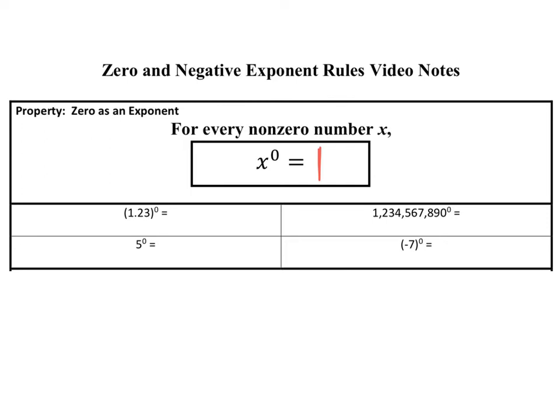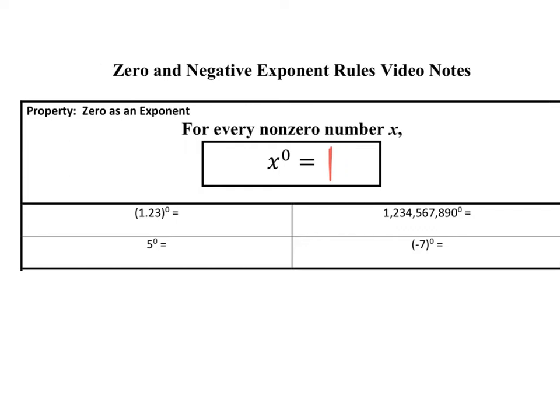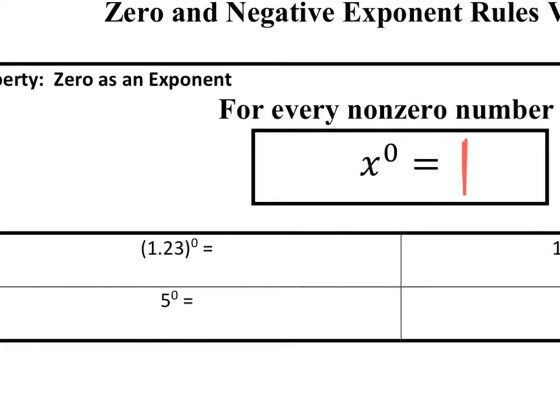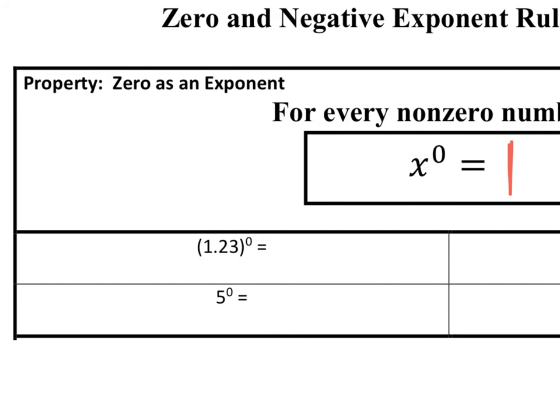So for example, in example number 1 down here, 1.23 to the 0 power. I don't care what's inside here. The only thing I'm looking at is the exponent, and the exponent is 0, so that means this is equal to 1. Here my base is an integer, it's 5. 5 to the 0 power is 1.